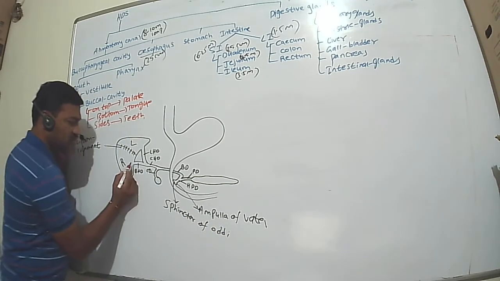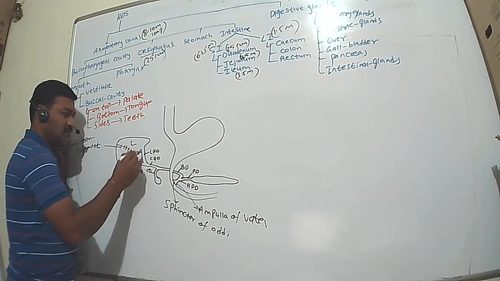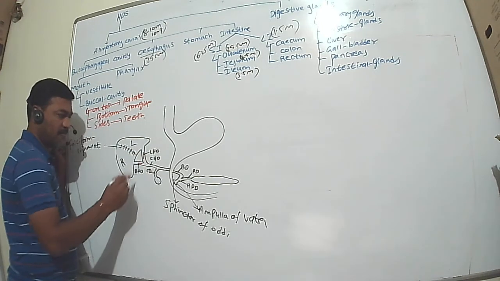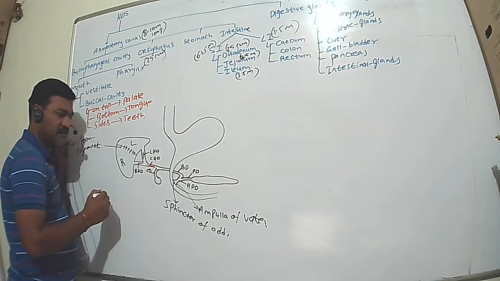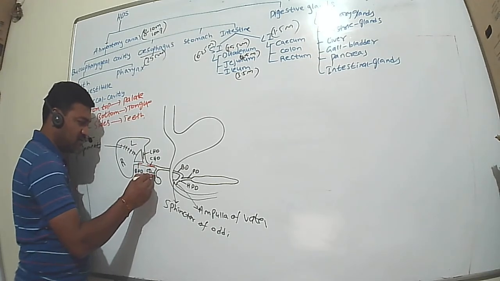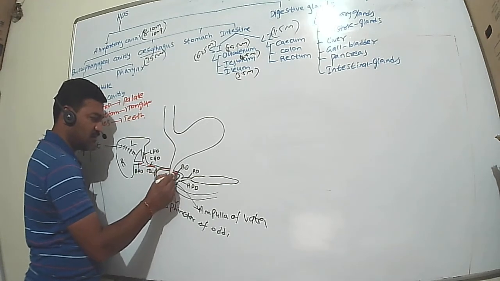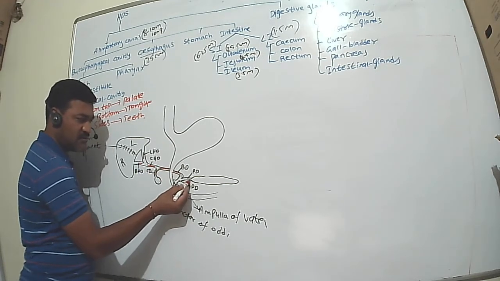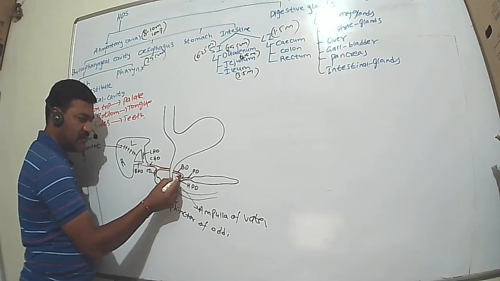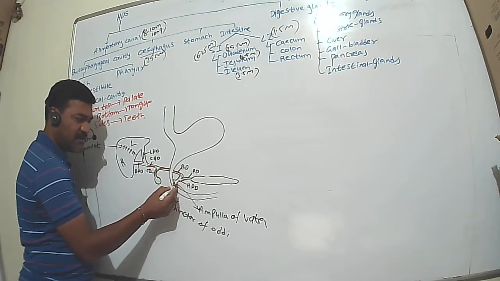Right lobe gives rise to right hepatic duct. Left lobe gives rise to left hepatic duct. Both join to form the common hepatic duct. The common hepatic duct joins with the cystic duct. Common hepatic duct and cystic duct both join to form the bile duct. And the bile duct joins with the pancreatic duct. Bile duct and pancreatic duct both join to form the hepatopancreatic duct.